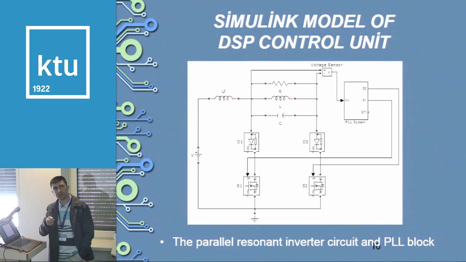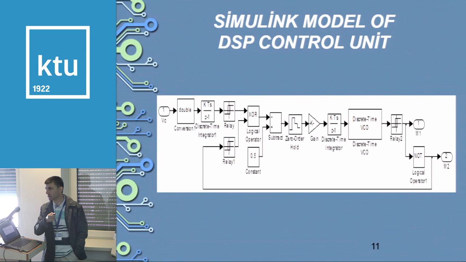Here is our RLC parallel network. This is the low pass filter coil, the choke coil, and the DC voltage source, our blocking diodes, power MOSFETs, the PLL system block, and the voltage sensor. In the PLL system block, there are the voltage sensing part, the discrete time integrator, and the XOR gate, as seen before in the block diagram. And we create a new voltage according to this error signal. Here is the low pass filter, and the DC voltage is input to the discrete time integrated voltage controlled oscillator. As a result, the new switching frequency is calculated at this point.